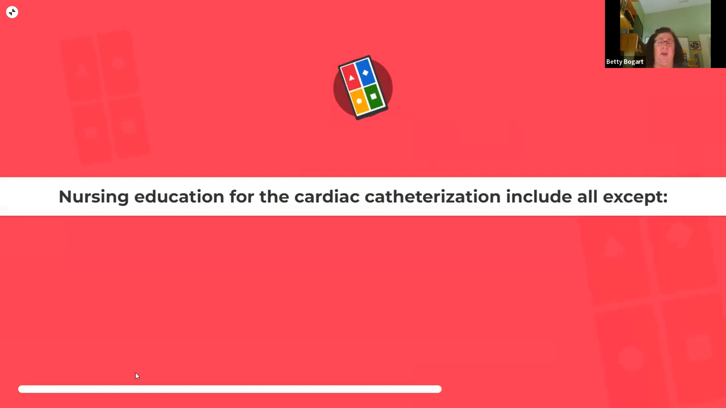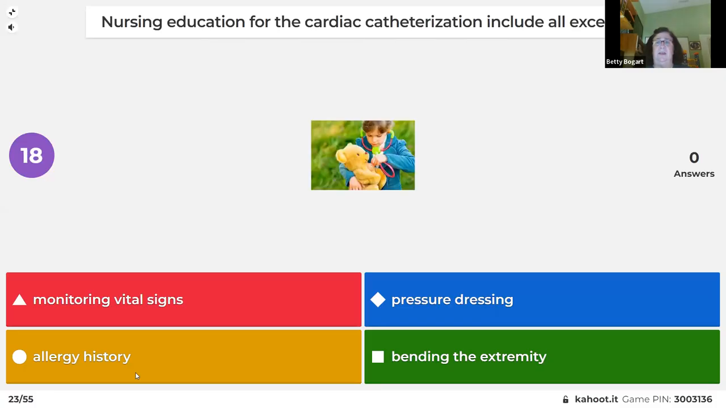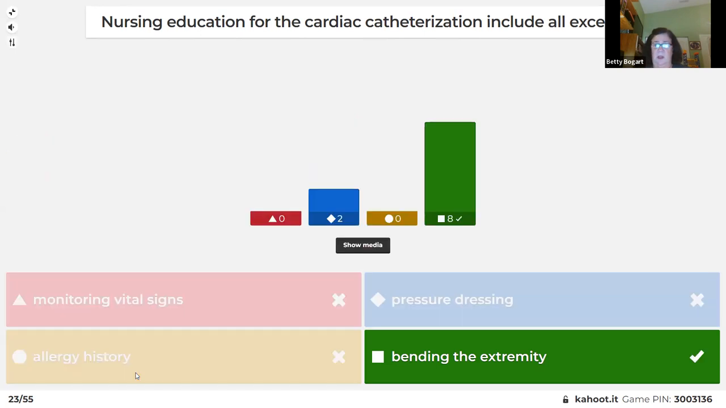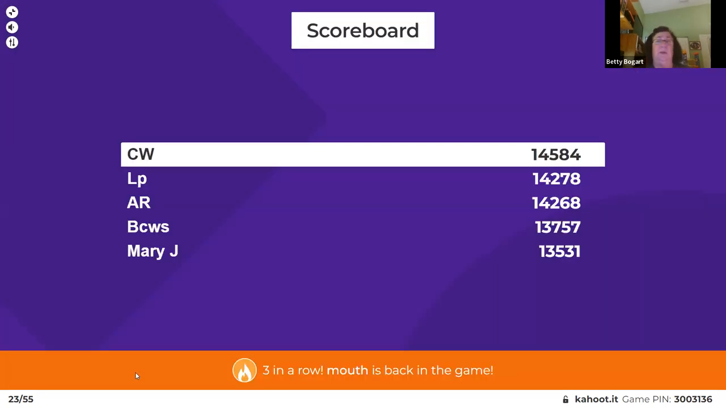Nursing education for cardiac catheterization includes all except. We're not going to bend that knee, right? We are going to tell them about the pressure dressing. They need to know something tight's going to be there and why, or even if the sandbag has to be there on some of the bigger kids, we're going to tell them for sure.